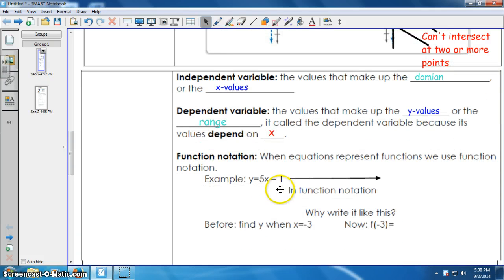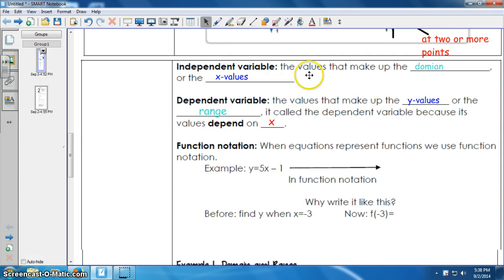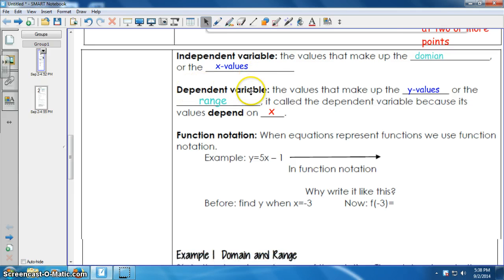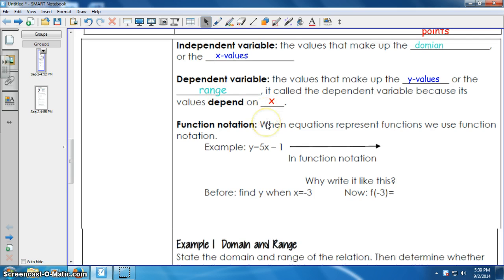Talking about independent versus dependent. Independent are the values that make up the domain, or the x values. So the first things that we're just plugging in, we're just trying these numbers. The dependent, though, are the values that make up our y values, or the range. It's called the dependent variable because it depends on the x. Whatever our x is going to determine what our y value is.